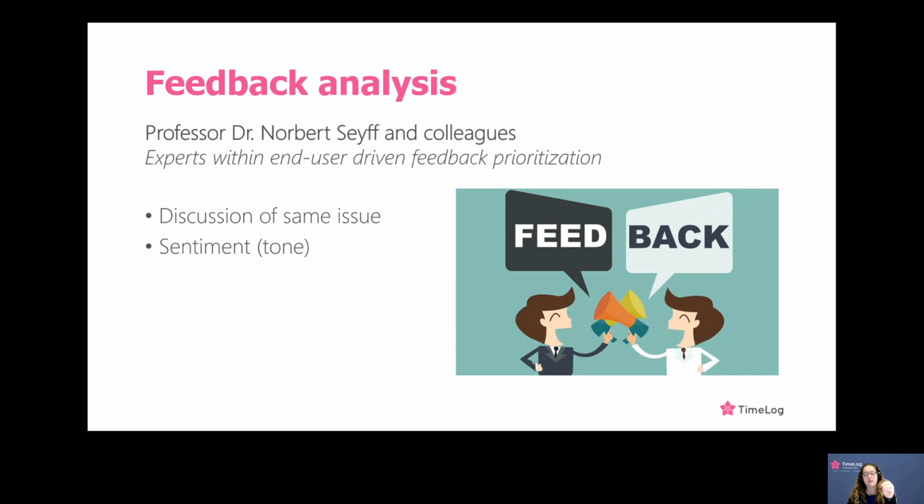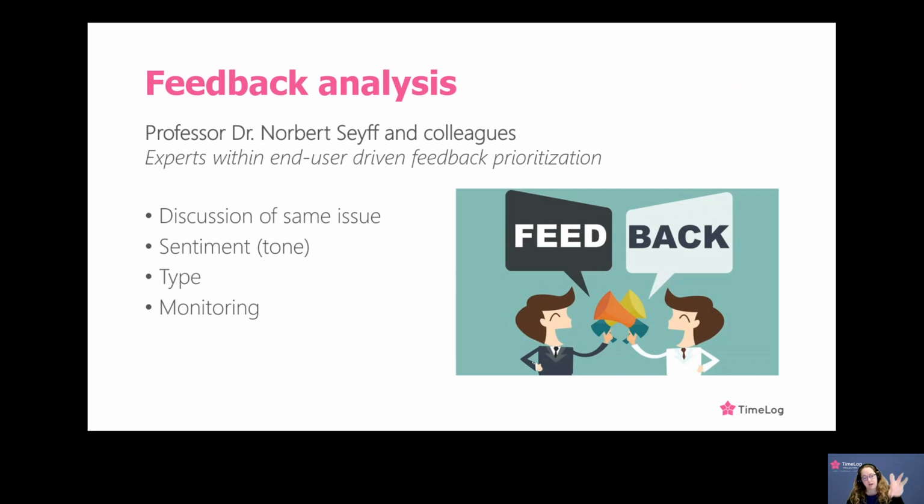Then we could have another box of saying, how do people actually communicate? Are they happy? Are they sad? Are they angry in their communication? That could be another box. And a third box could be the type of feedback we get. So is this related to colors in the system? Is it related to language? Is it related to the way we have built the page? That could also be a box.